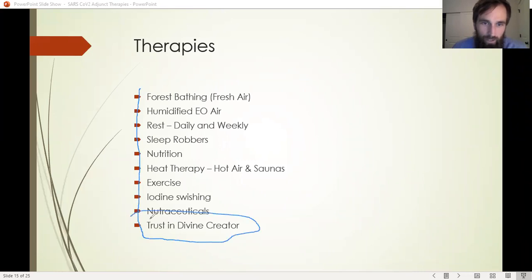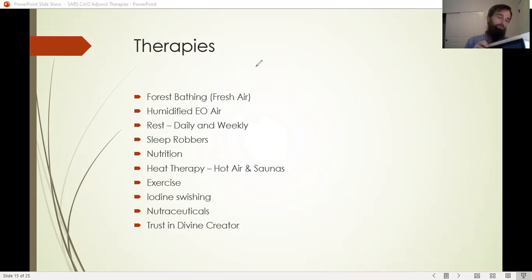We didn't even talk about trust in divine creator. We won't spend a huge amount of time on that, but I do have to mention one thing. This is what I mentioned in Part 1, Handbook on Religion and Health. This is coping with stress. There's also chapters about the immune system.